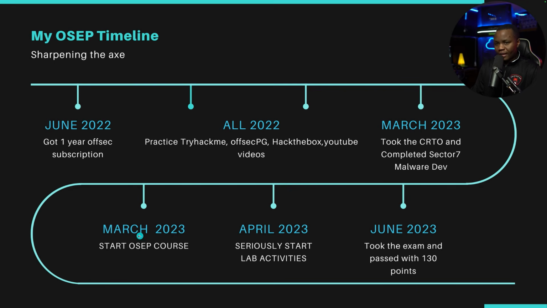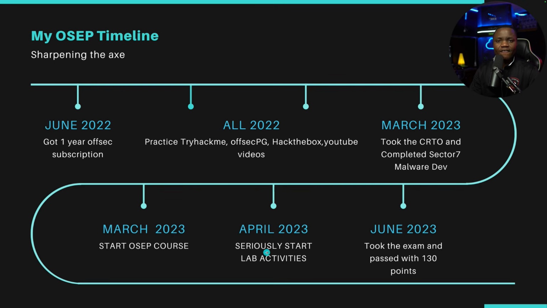Then in March 2023, I quickly started the OSCP course just a few months before June expired. So I completed these two courses and went straight into the Offsec OSCP course. I read the PDF document, super straightforward. I watched all the videos and I did that very quickly. I just skimmed through the whole content. Then afterwards, I started actually going into the labs.